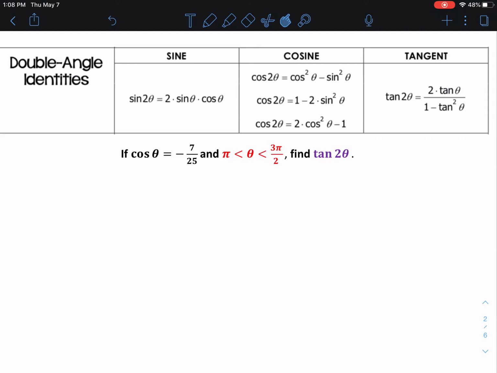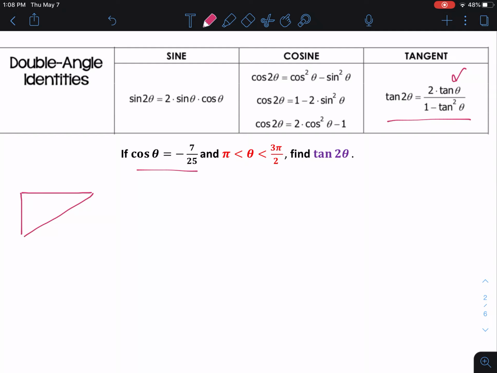Okay, so this first problem says if cosine of theta is equal to negative 7/25 and theta is between pi and 3 pi over 2, then find tangent of 2 theta. So once again, I'm going to use one of these to help me, and it says find tangent of 2 theta. There's only one to pick from, so I'm going to use that. Before I do that, you'll notice in the problem here I have to find what tangent theta is, and I don't have that information. I only have that cosine of theta is negative 7/25. So this means you will need to draw yourself a triangle and use that information to help you out.